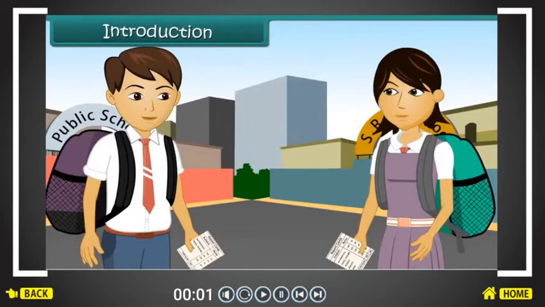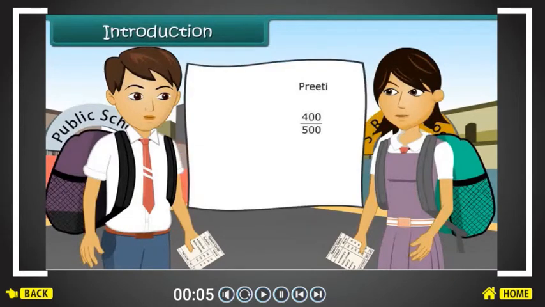Introduction. Preeti, how much did you score in the final exams? I scored 400 marks out of a total of 500. How did you fare, Vinay? I fared better than you. I scored 320 marks out of a total of 400.